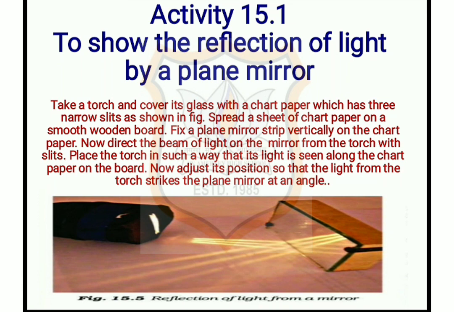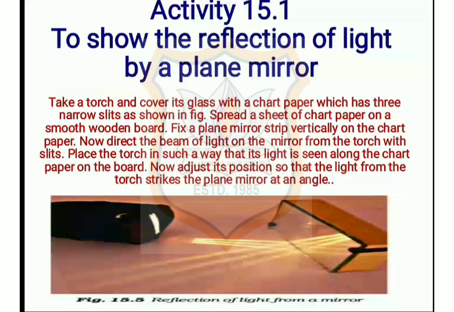Now direct the beam of light on the mirror from the torch with slits. Place the torch in such a way that its light is seen along the chart paper on the board. Now adjust its position so that the light from the torch strikes the plane mirror at an angle. Does the mirror change the direction of light that falls on it?